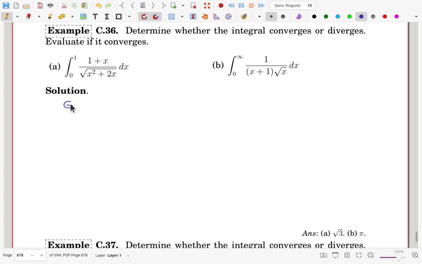Okay, the given integral is the same as before. The antiderivative for that one must be (x squared plus 2x) to the half power, the square root of that anyway, along with some coefficient, right? Okay, let's try to get the coefficient.